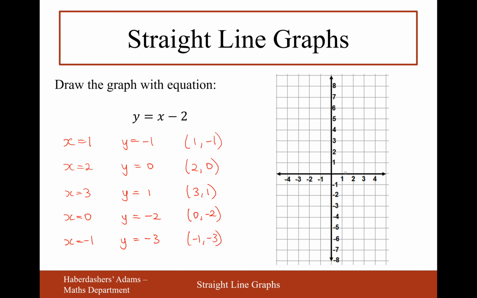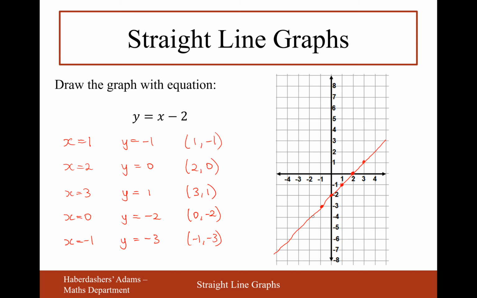So let's plot these coordinates. 1 across, minus 1, so move 1 down. 2 across, 0 down, so that would be on the line. 3 across, 1 up. 0 across, 2 down. -1 and -3. You can see what will happen here. It will form a nice diagonal going down like that. And we've worked out 5 coordinates here, and they all should be in line.